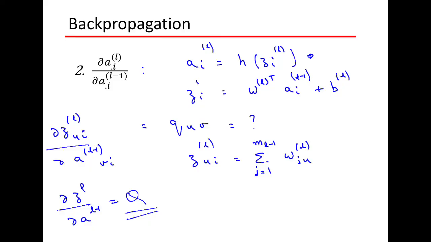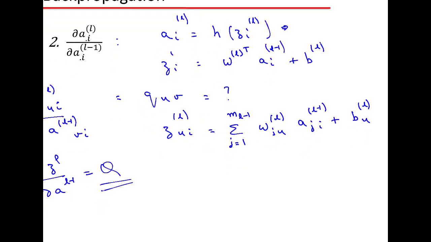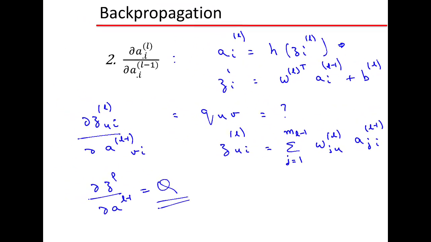Into A J, I, L minus 1, plus B, yeah, which one? U. Maybe I should have given you this as a quiz. Then you'll all wake up. Okay, fine. So this is Z U I.